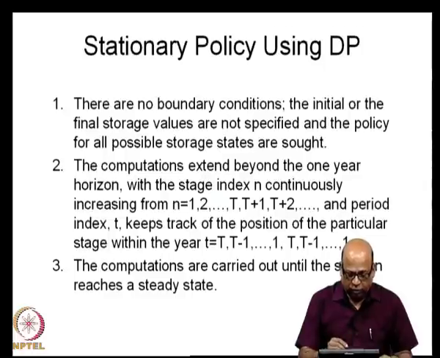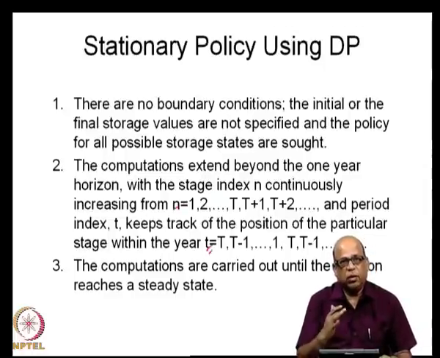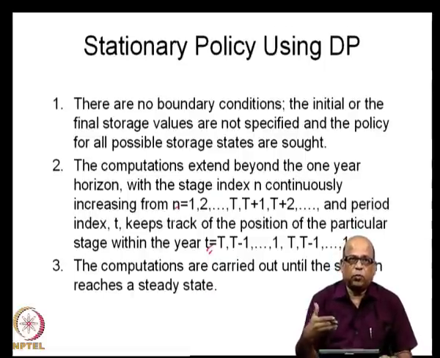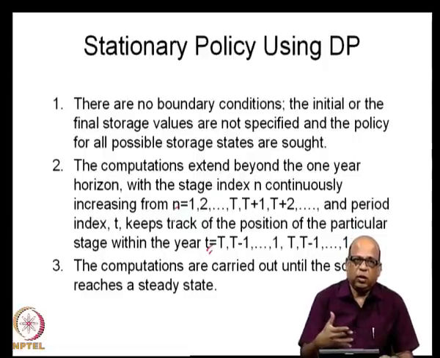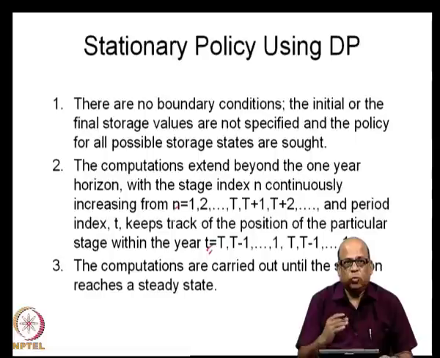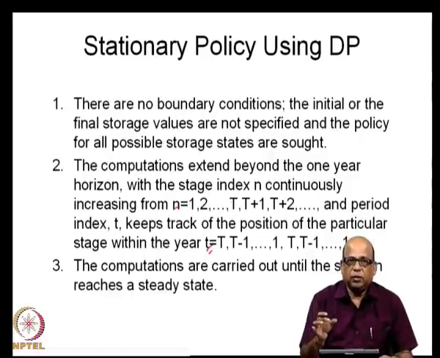indices here, one is n and another is t, much the same way as we did in the dynamic programming earlier. The n keeps track of the progress of computations. So, n is the stage and keeps on increasing. So, n is equal to 1, 2, 3 etcetera, 12, 13, 14, 15 and so on, it keeps on increasing. The t keeps track of the intra-season period corresponding to the stage.